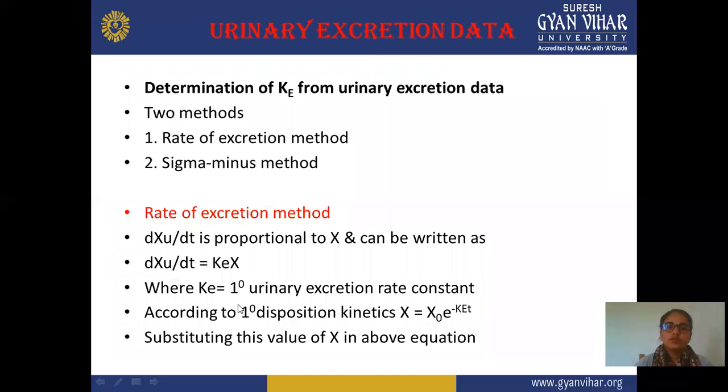Next is determination of the urinary excretion data. For determination of KE, the elimination rate constant, we are using two methods.